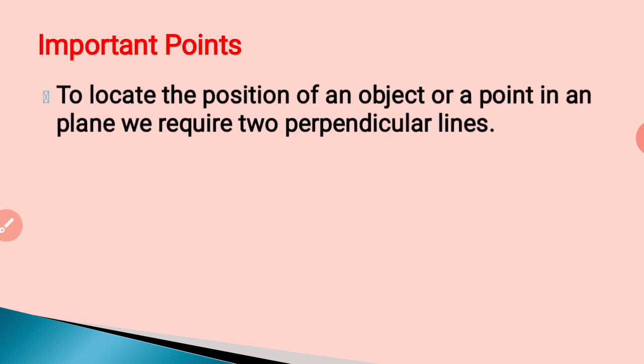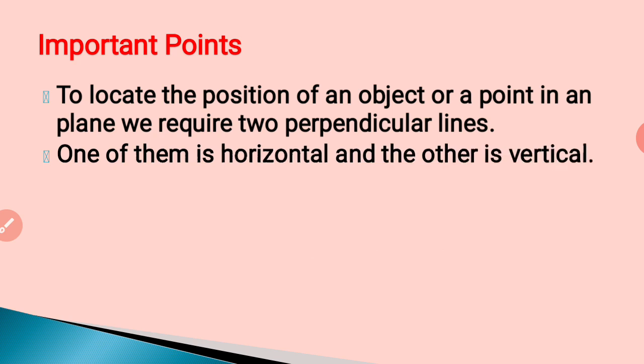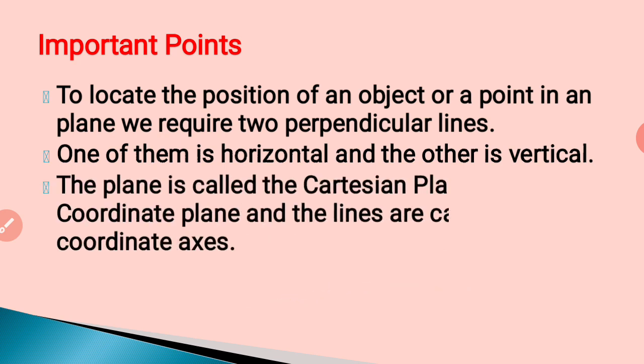Let us study about certain important points. To locate the position of an object or a point in a plane, we require 2 perpendicular lines. With the help of these 2 perpendicular lines and the values which are on it, we can locate the position of any point or an object if it lies somewhere on the plane. One of them is horizontal, that is the x-axis, and the other one is vertical, that is the y-axis.